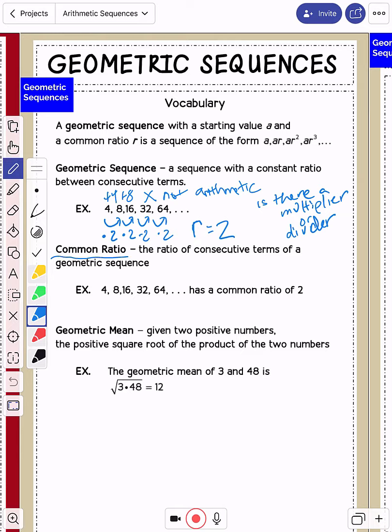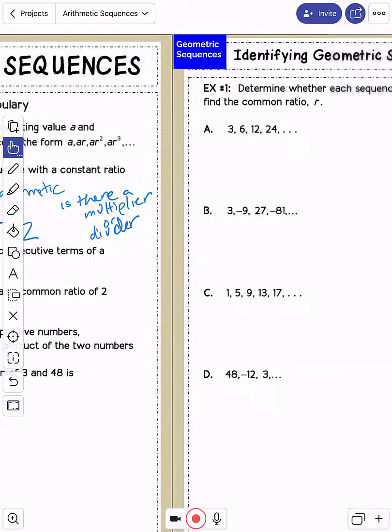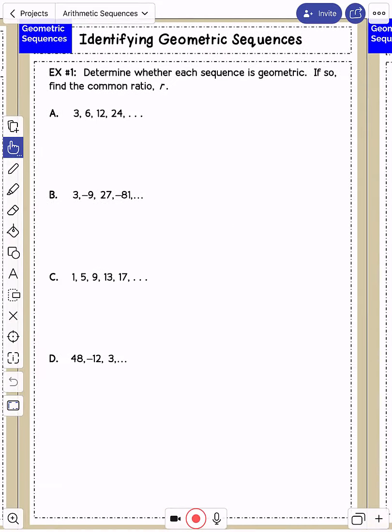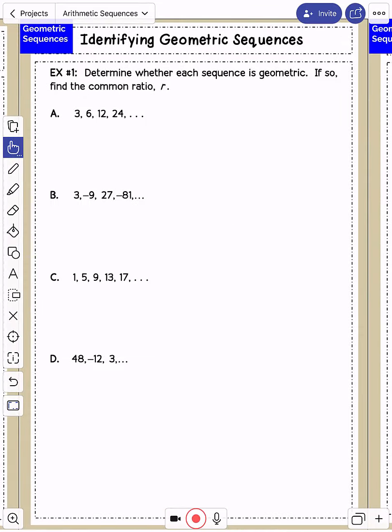And geometric mean is just a definition that if you have two positive numbers, the positive square root of the product of the two numbers is called the geometric mean. A little bit of vocabulary there. So we're just going to start right out with practicing like we did with arithmetic. And so the difference here, again, is that you have a multiplying factor instead of an adding factor.